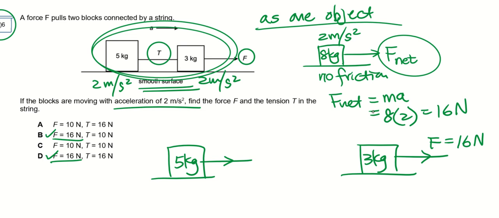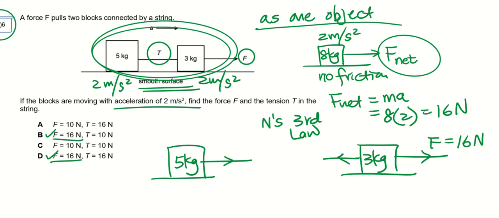Okay, so imagine you are the 3 kg mass. You are being pulled to the right by the 16 Newton. You are also pulled to the left by the 5 kg, because you are dragging it. So this is due to Newton's third law, right?